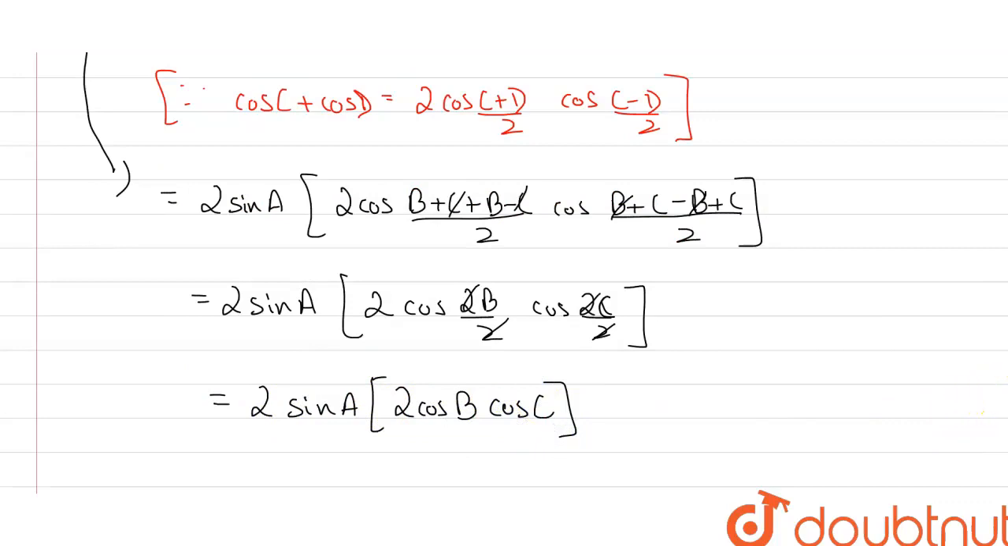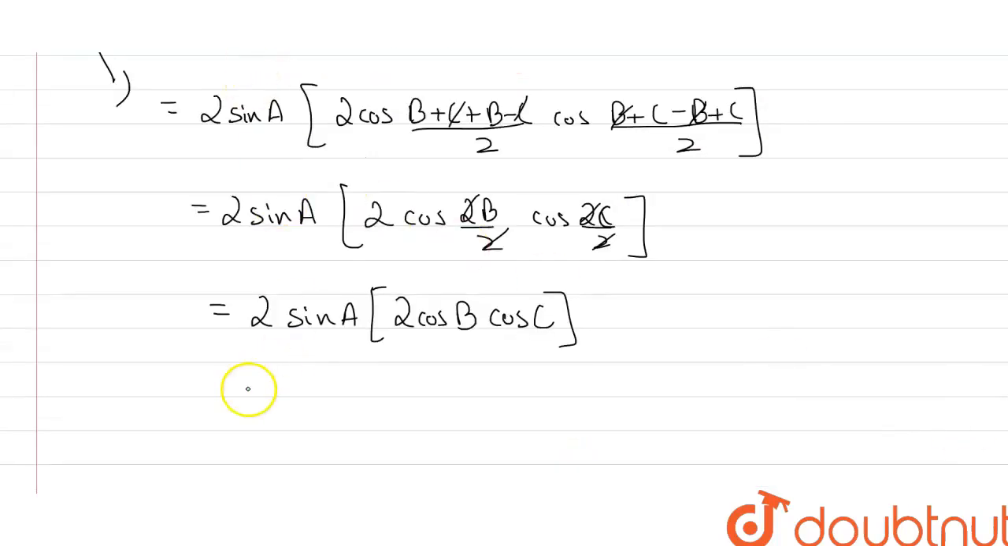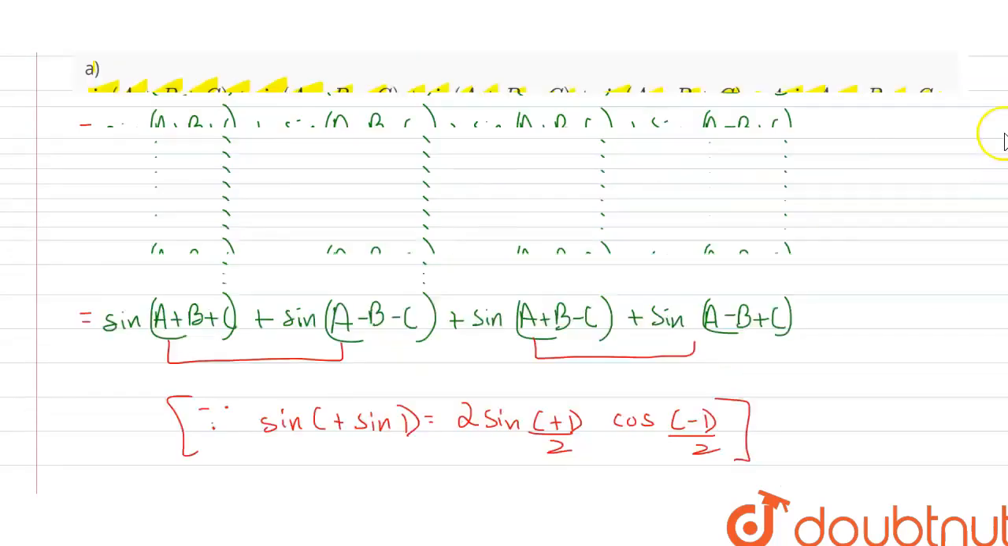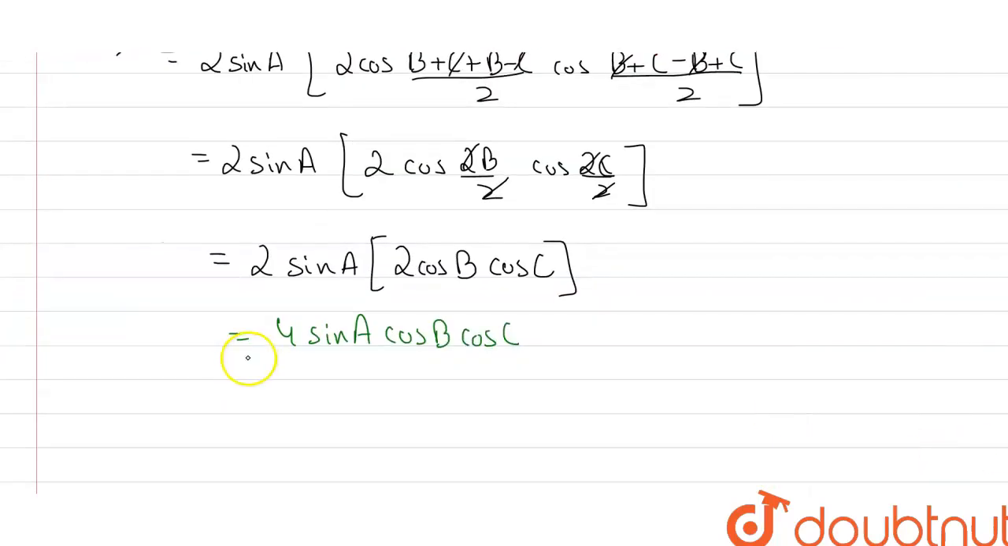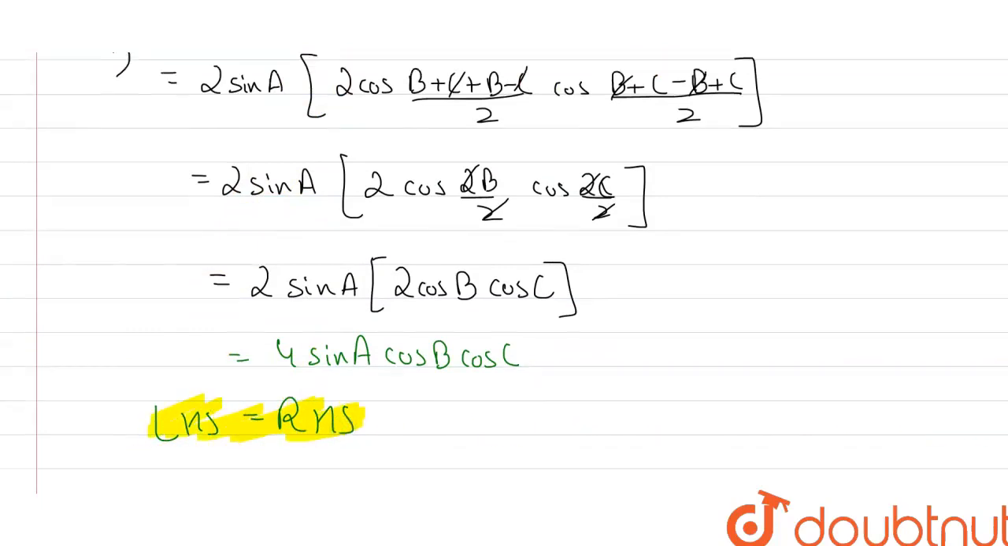After opening the brackets, I can write here that this 2 into 2 will be 4, and 4 sin A cos B cos C. And if I go to the top in the first part, it says that I have to show it equals 4 sin A cos B cos C. This is what we have to do, and I guess this is what we have done. So we can say that LHS is finally equals to RHS, right? We started solving from the LHS part, so we received the LHS solution. So we can say that this part is done now.